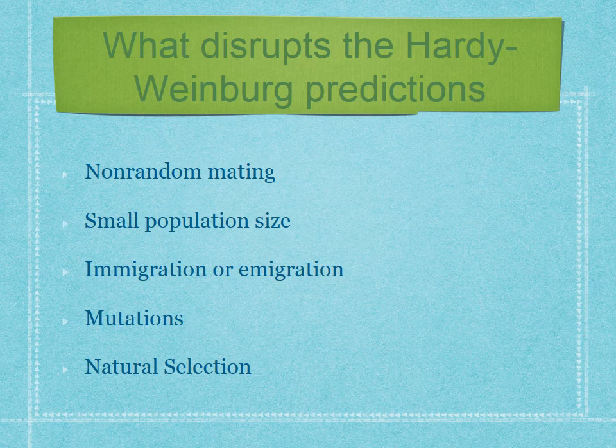So, Hardy-Weinberg predictions can be disrupted. The way they can be disrupted is if we see the genetic equilibrium broken. There are 5 things below that show you how genetic equilibrium will be stopped if it's thrown out of equilibrium. Those 5 things are non-random mating, small population size, immigration or emigration, mutations, and natural selection.